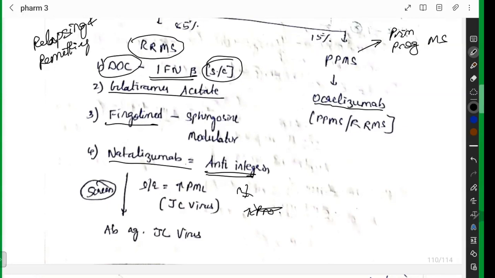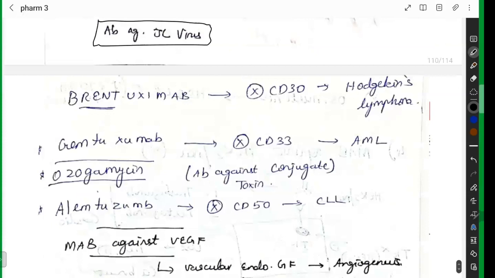What happens? You know that it is going to help in inclusion body formation. Therefore, they are going to cause an antigen antibody reaction whenever there is JC virus. So when the patient is affected with JC virus, there is going to be an antigen antibody reaction. So what you are going to do is check whether JC virus is there. Only after screening, you are going to give natalizumab. Clear, right?